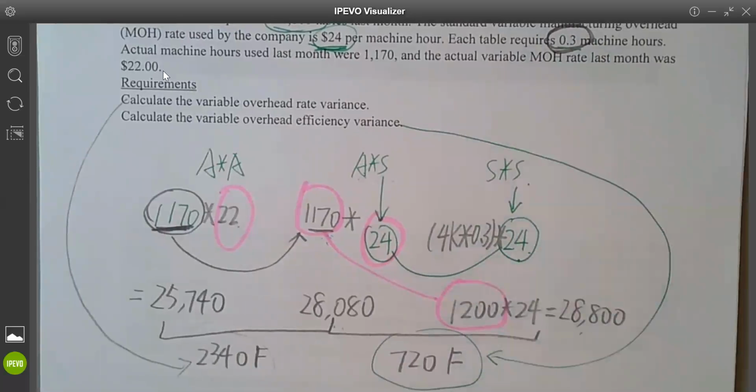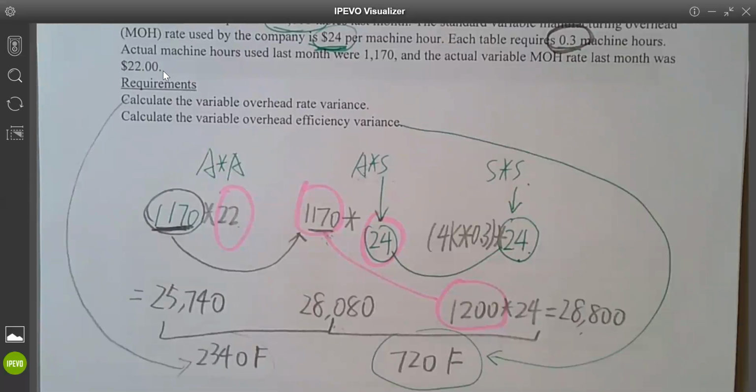We should go ask the production supervisor, hey, why did we do so well, right? Why did we save these 30 machine hours? Okay, so that's basically all you need to know for the variable manufacturing overhead, the rate variance and the efficiency variance.